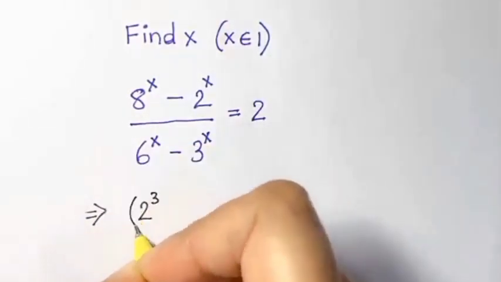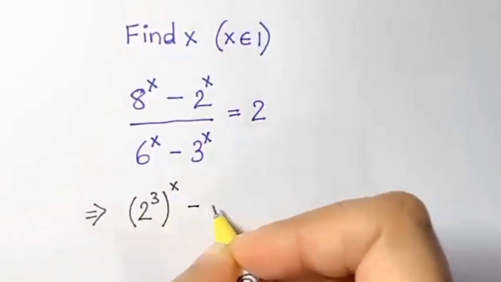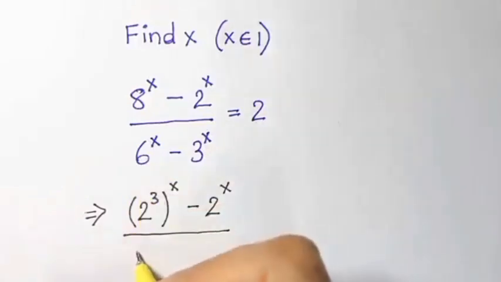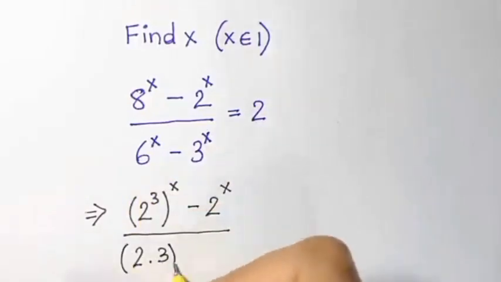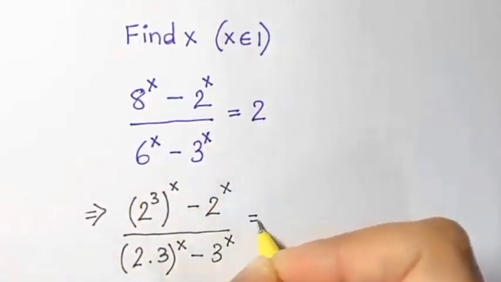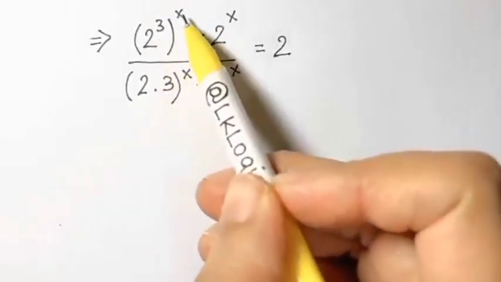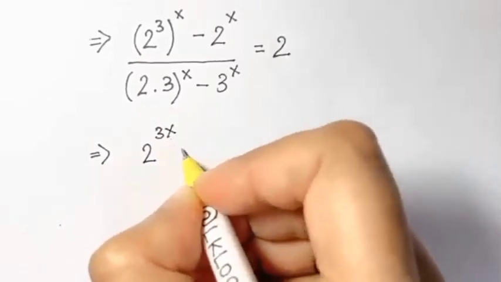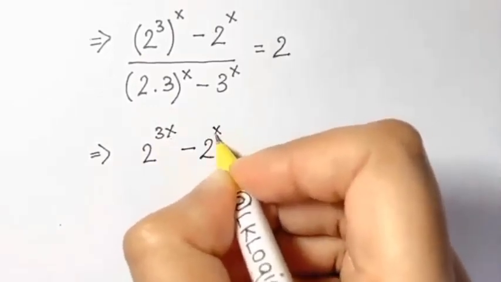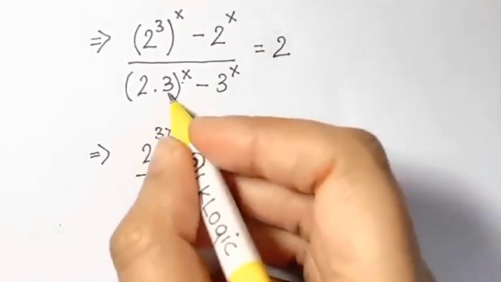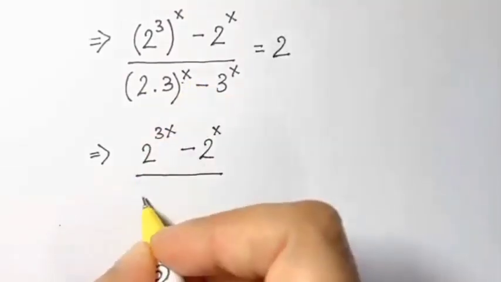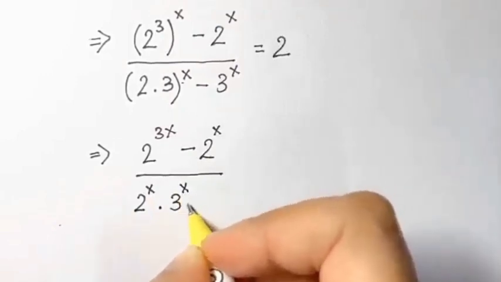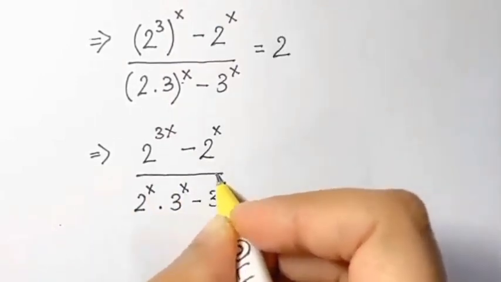So (2^3)^x − 2^x over 6^x − 3^x, where 6 can be written as 2 times 3, so (2·3)^x − 3^x, equals 2. Now we can see there's the power to power rule, so we multiply the powers. We get 2^(3x) − 2^x over, we have a product to a power, so each factor is raised to that same power, 2^x times 3^x − 3^x, equals 2.